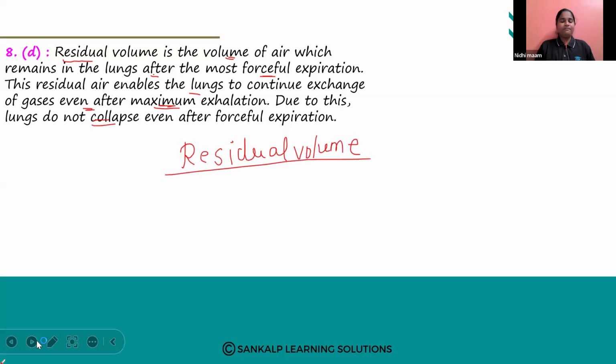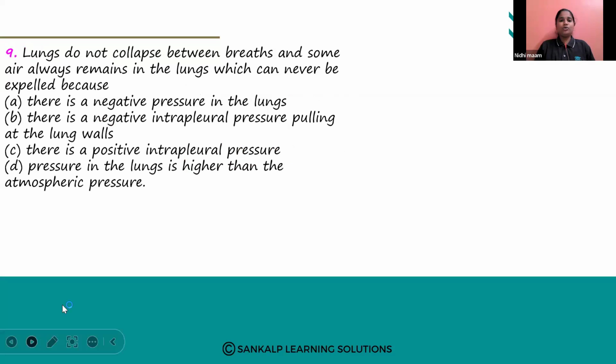Right? So next question. Lungs do not collapse between breaths and some air always remains in the lungs which can never be expelled because. So lungs do not collapse. We saw in the previous question, lungs will not collapse. Why? It is due to residual volume.